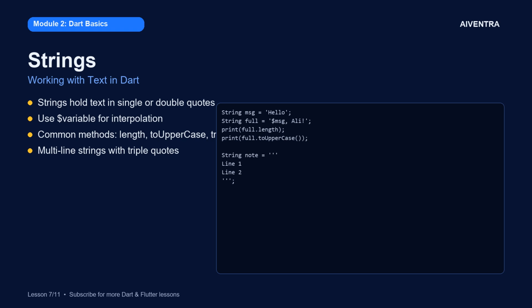Let us recap strings. Key point 1. Strings hold text in single or double quotes. This is important because it helps you write clean, predictable Dart code and avoid common beginner mistakes.